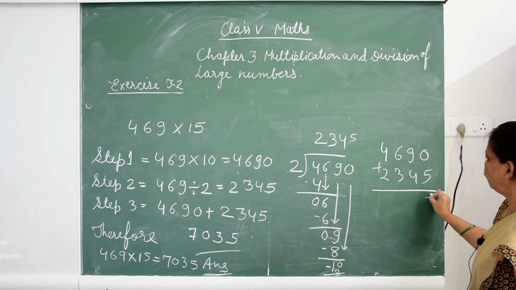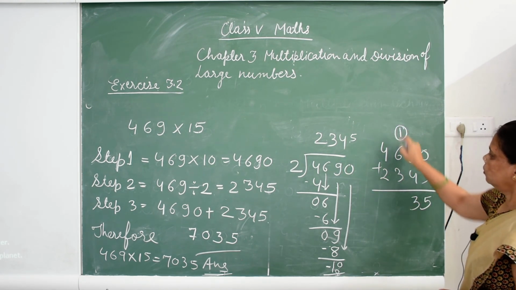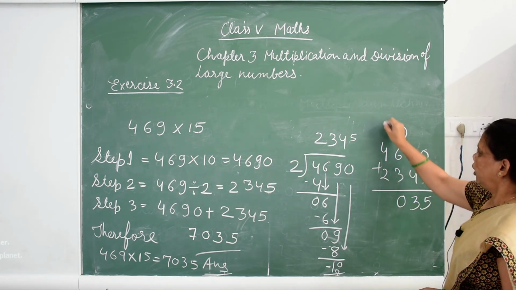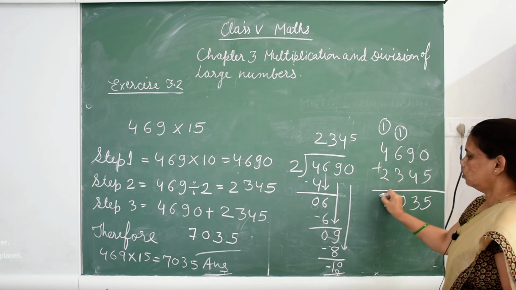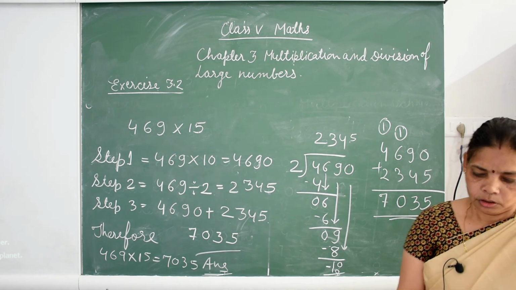फाइव प्लस 0, 5. 9 plus 4, 13. Carry over 1. 6 plus 1, 7. 7 plus 3, 10. Again 5. 4 plus 1, 5. 5 plus 2, 7. So this is the answer.